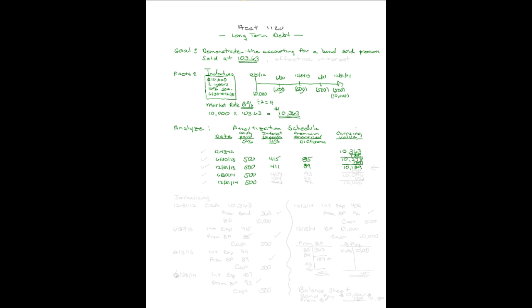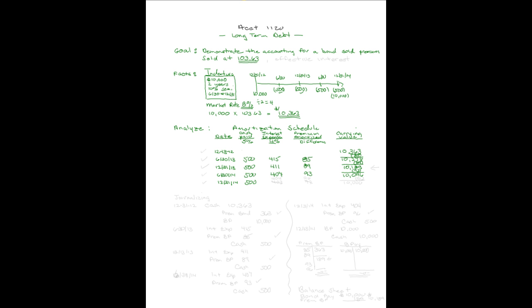Let's go out another 6 months. 10,189 times 4% is 407. We're actually paying $500, so we're going to use up $93 of that premium. That will bring our carrying value down to $10,096. Aren't you glad this isn't a 30-year bond?